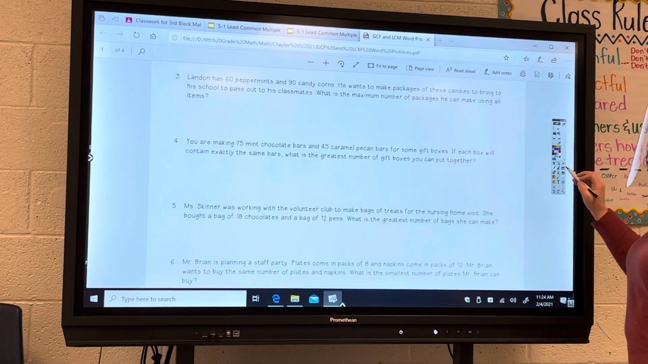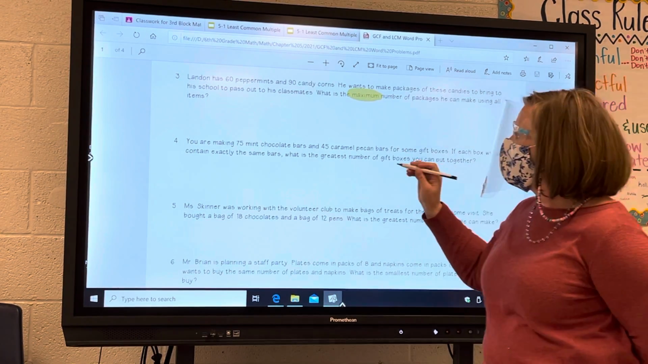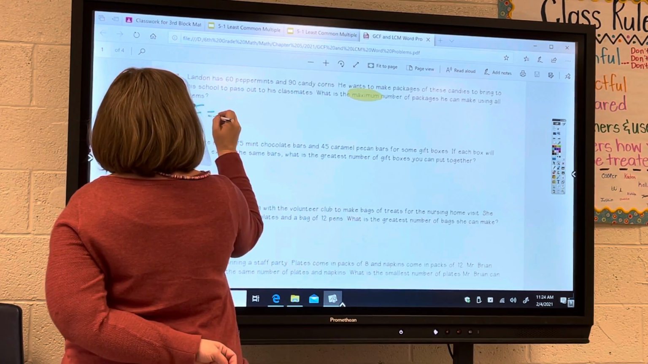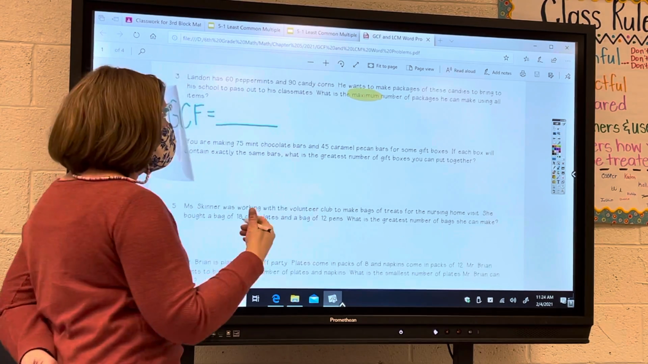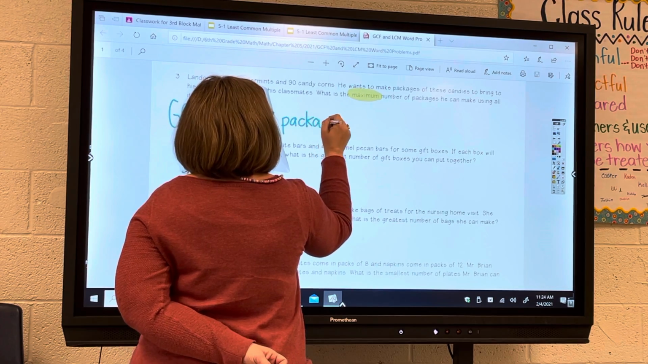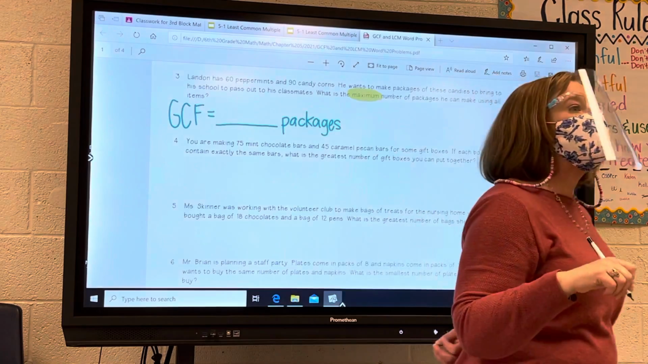So what's the key word? Maximum. So what are we looking for? The greatest common factor. Now, what's the label for my answer? I'm looking for the greatest number of what? Packages. The greatest number of packages.